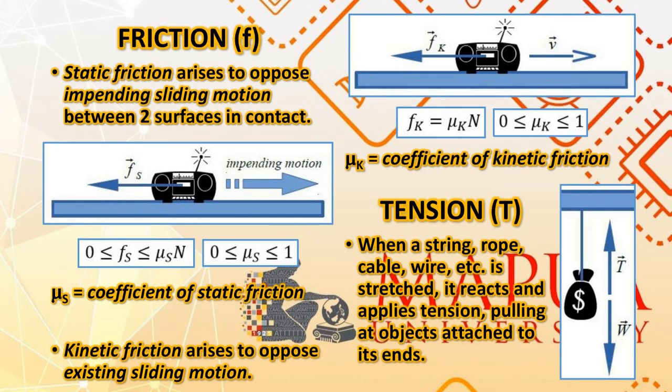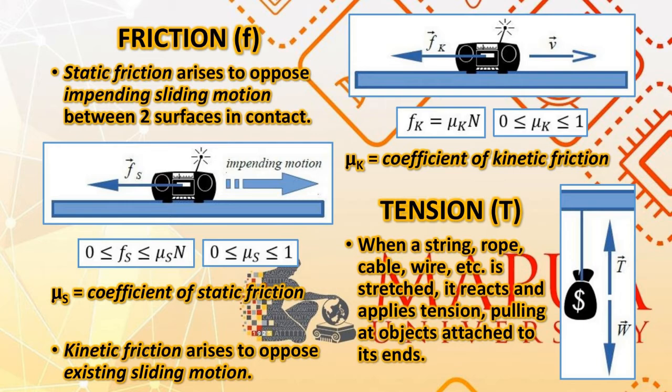Next up is friction, small f. Now, there are actually two types of friction. You have sliding friction and you have rolling friction. As far as our course or discussion is concerned, we are talking about sliding friction. There are two types of sliding friction. You have static friction, F sub S, and you have kinetic friction, F sub K.